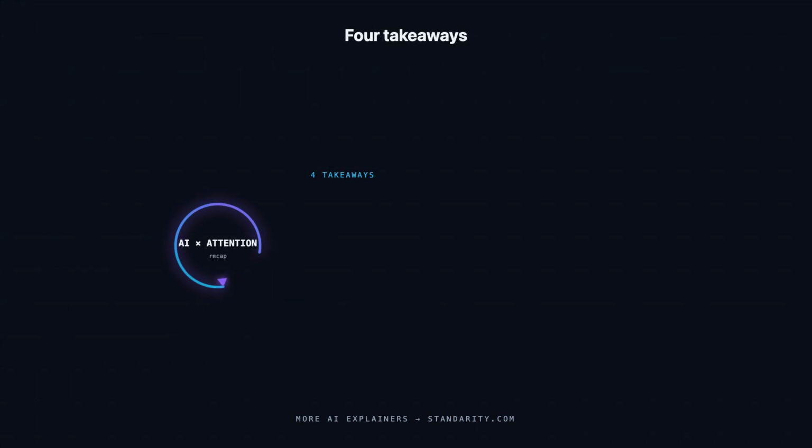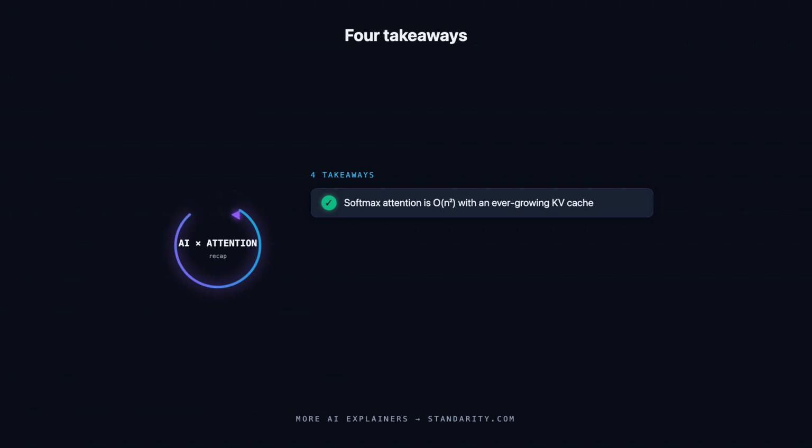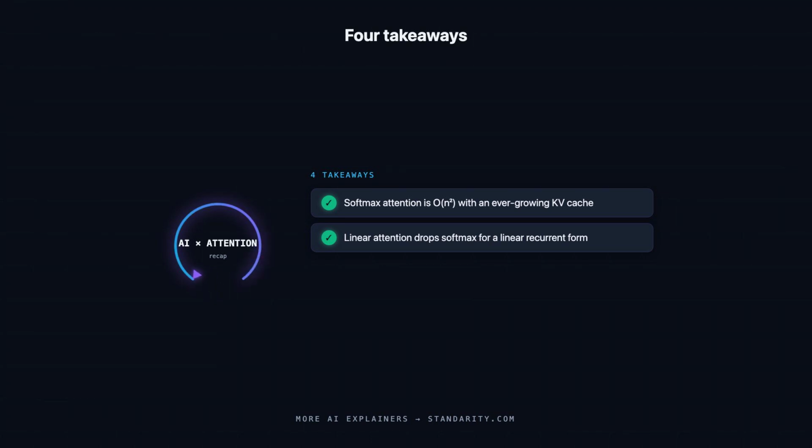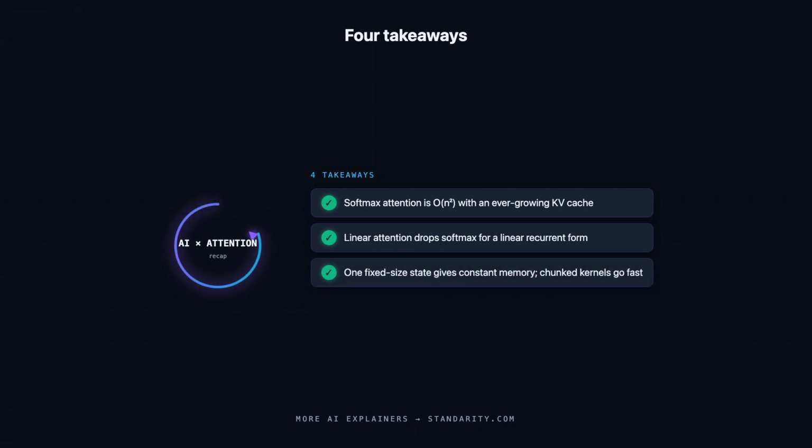All right. Let's keep the four takeaways that matter here. Softmax attention costs O of n squared because every token attends to every other, and its key value cache keeps growing. Linear attention drops the softmax and rewrites attention as a recurrent form that is linear in sequence length. Instead, it keeps a running state of set size, so memory per step stays constant, and chunk kernels make it fast on GPUs. Since pure linear layers trade away some recall, many models go hybrid.